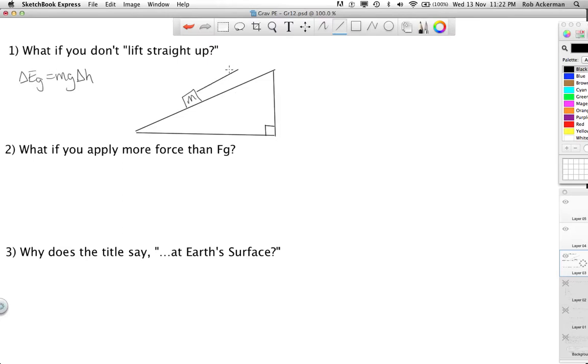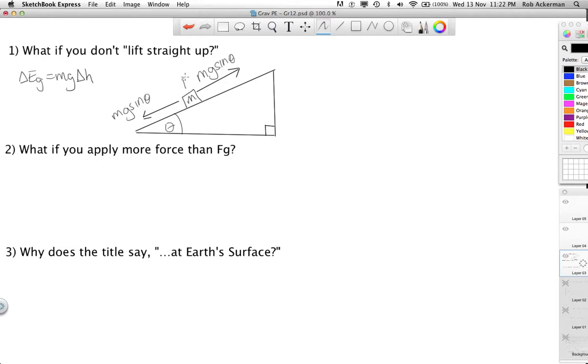Well, then you've got to apply a force up the ramp that at least is equal to the force down the ramp. Otherwise, the object's not going to go anywhere. Do you remember what this force is? We learned about it back when we did inclined planes. If you look back, you'll see that it's mg sine theta, where theta is the angle of inclination of the ramp. If you want to push a mass up that ramp, you've got to supply at least this force, so you've got to push mg sine theta worth of force.